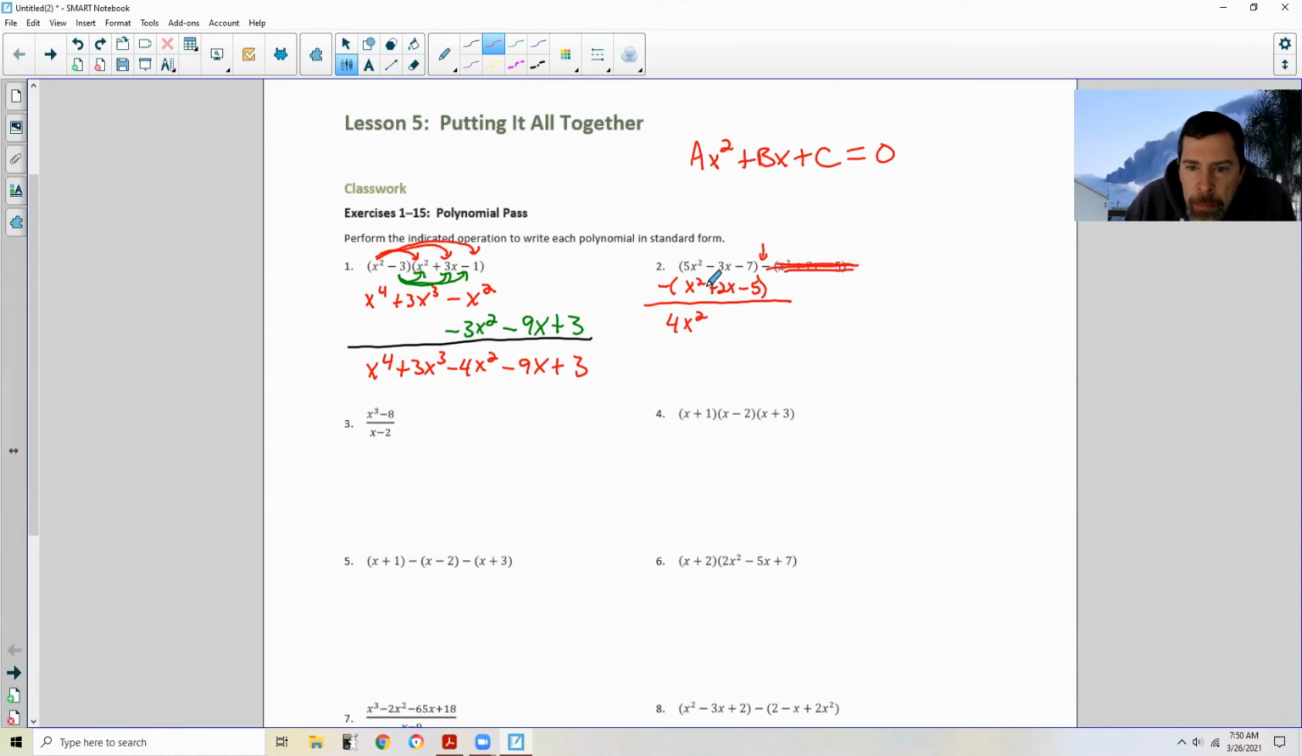Negative 3x minus 2 more is a negative 5x. Negative 7 minus a negative 5 is plus 5. That will give us minus 2. And we're done. That was simple. 4x squared minus 5x plus minus 2.